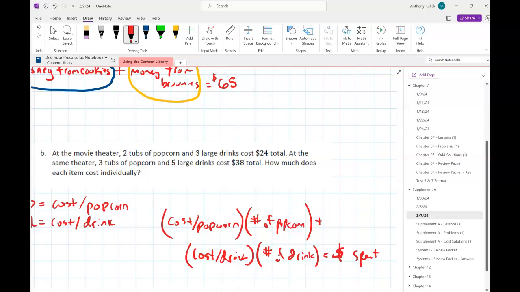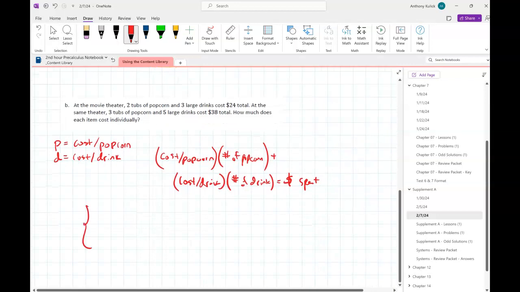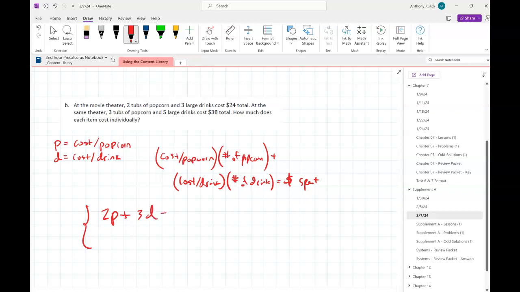But do you agree that that's just kind of how life works? And so if we do that, we can say 2P plus 3D equals 24, and then 3P plus 5D equals 38. And there's my system I just need to solve. Everybody feel okay with setting that up? They all kind of feel like this. They're usually not too bad.